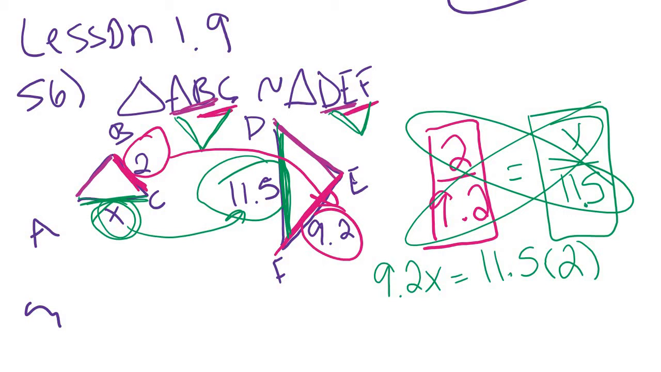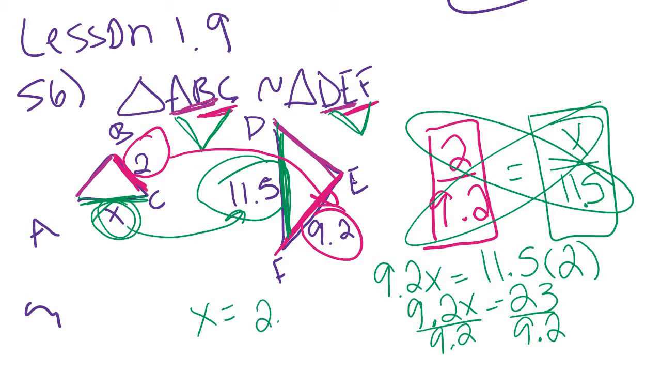All right, so we have 11.5 times 2 is 23. And then divide by 9.2. And we get that x is equal to 2.5. I don't know why it just changed colors, but we're going to go with it.